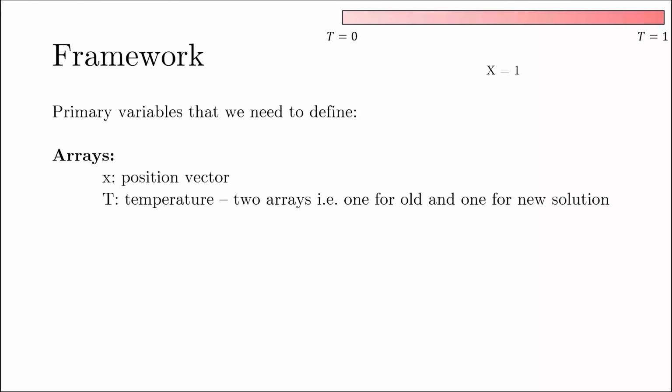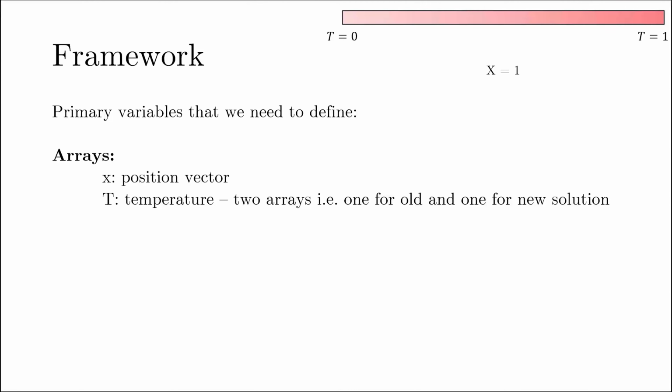So usually I define one temperature for the old value and one temperature for the new value. So remember, we are doing an iterative process where the temperature is being updated at every iteration. So it is convenient to define one array or one variable for that old value and one variable for the updated values or the new values.